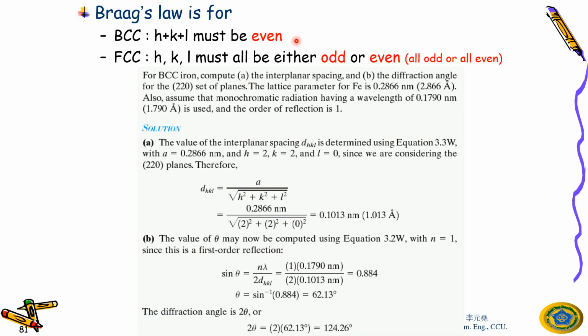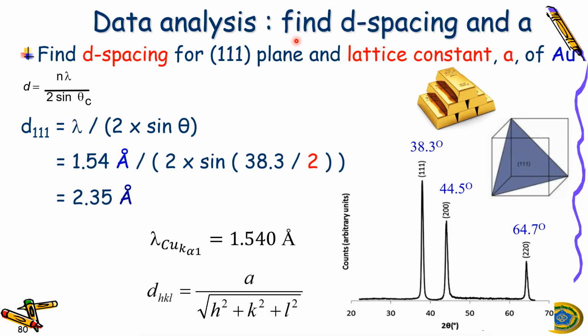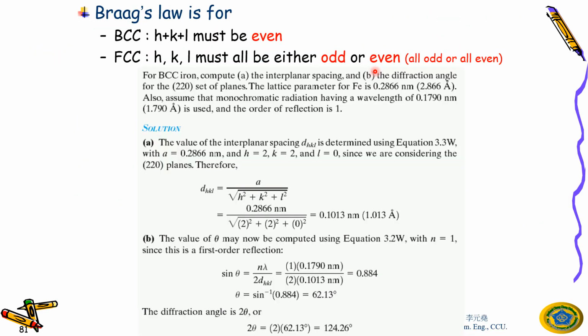So this is a very basic calculation. However, a complicated calculation is not like this. This example is in your textbook, but I don't think I want to show you how to do the calculation. It's a little bit complicated for BCC and FCC. So just let you know only.